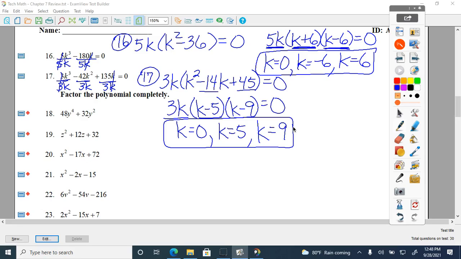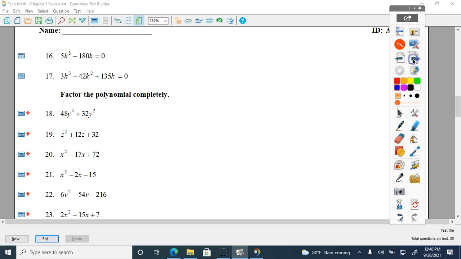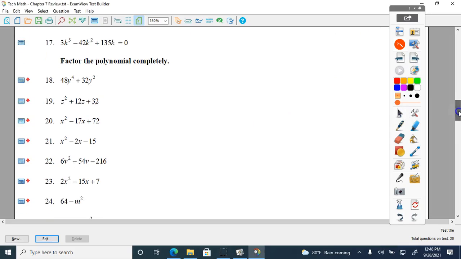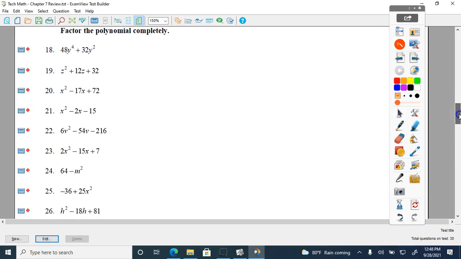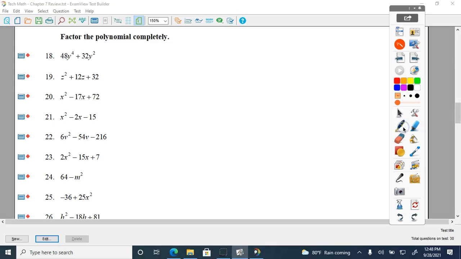Starting at 18, and I believe it's through the rest of the problems, right? All you are doing is what? Factoring. You're not solving, so you don't have to set it equal to 0. You're just factoring. You're just doing this part, the part on the left. So for the rest of the review, all we are doing is factoring. Some of the factoring's easy. Some of it's a little long.